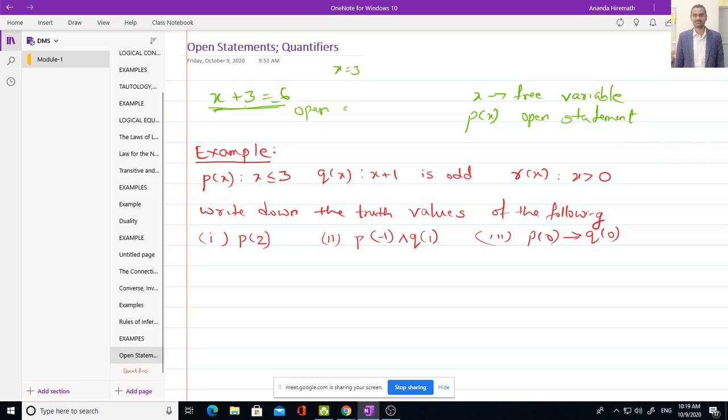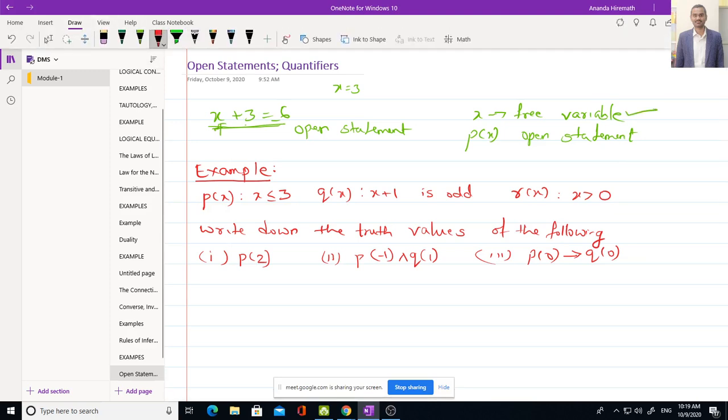I am repeating here. The statements which involve variables are called open statements. And here this variable x is called a free variable. X is called a free variable, and open statements are denoted by p of x, which are involved in this open statement theory.